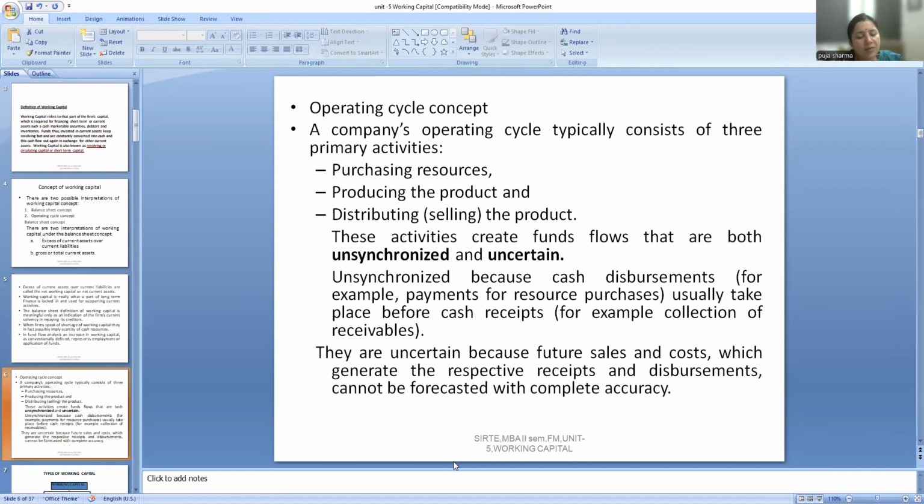For purchasing the raw material, you need cash, and then you use that material in final products and again sell that product and convert it into cash. So this is the operating cycle method. You have seen the two methods which are used for calculating the working capital requirement.